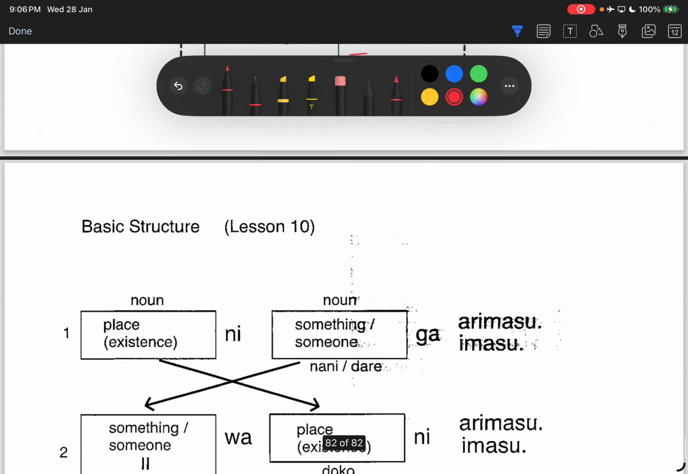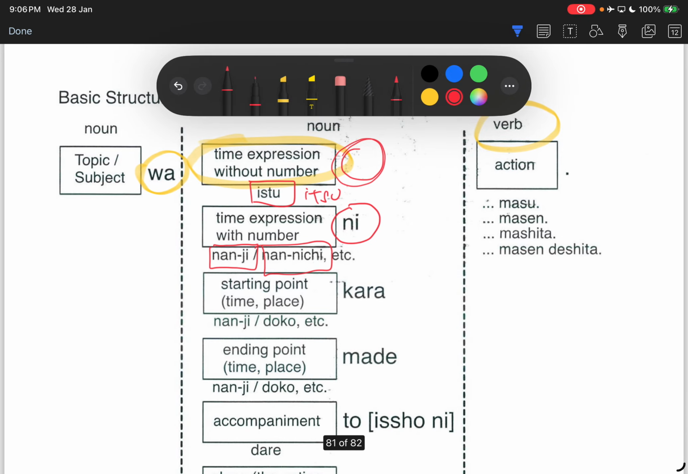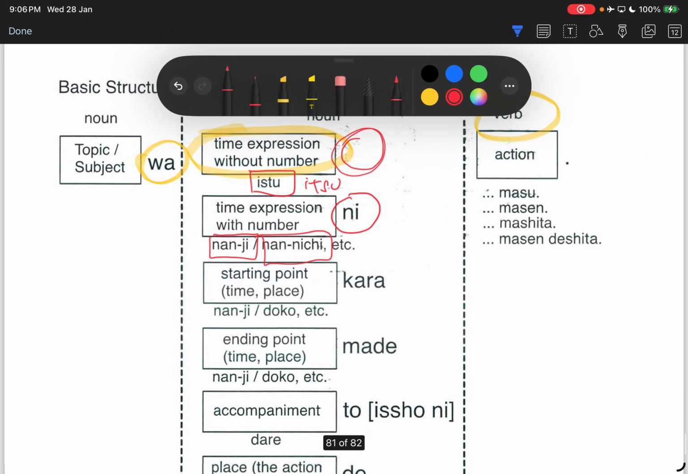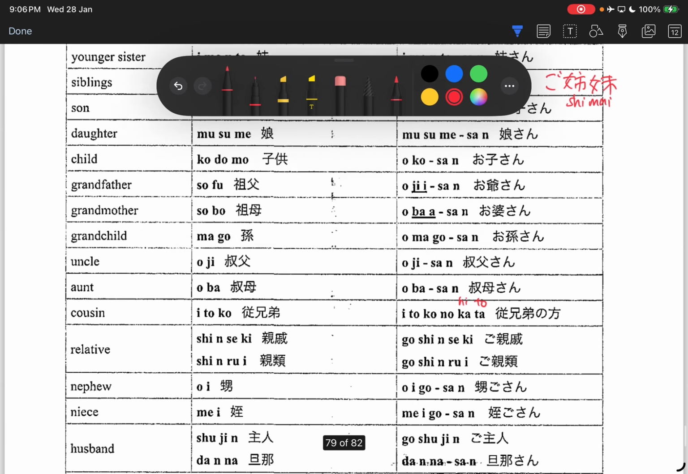Okay, then this is lesson 10. We'll reserve it for lesson 10. So this is for up to lesson 9. I'll recap for you. If you need to revise all the particles that we have learned so far, it is over here. You can use this one. So today, I just wanted to cover until here.